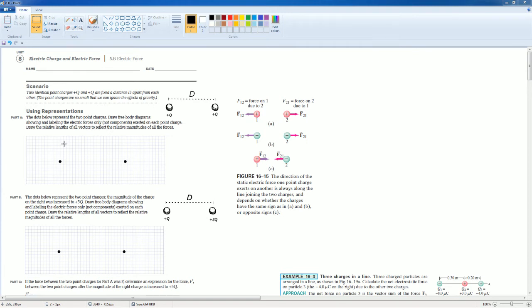Welcome to the AP Physics Workbook tutorial. This is Unit 8, Electric Charge and Electric Forces. This section is 8.b, the electric force. Here's the scenario. You can read the scenario to yourself.